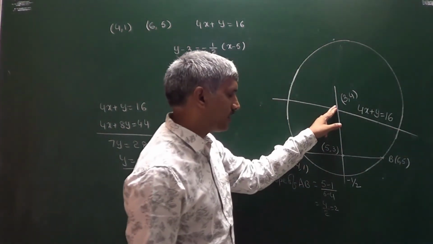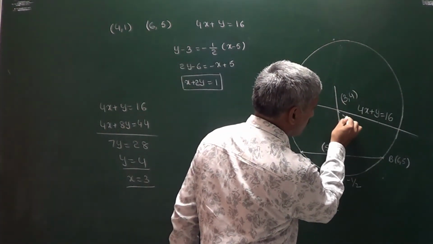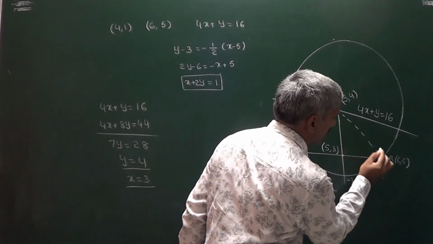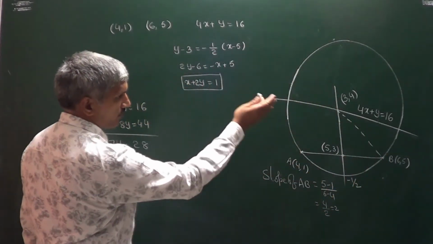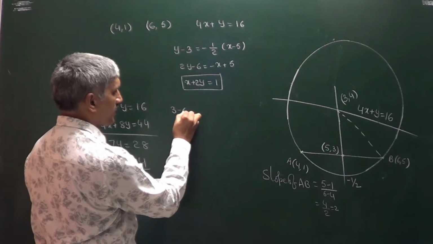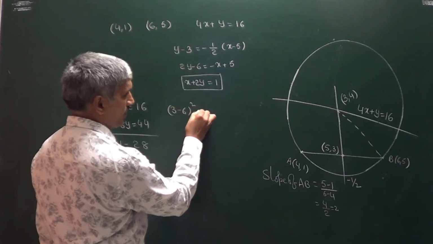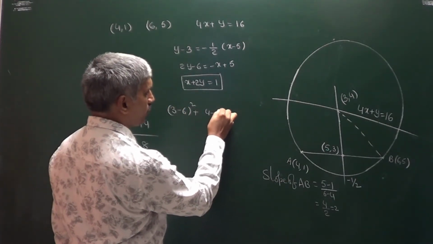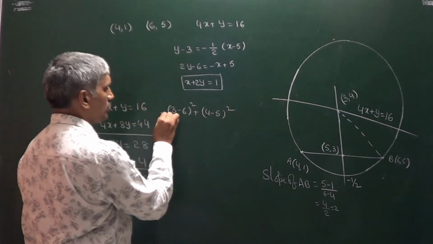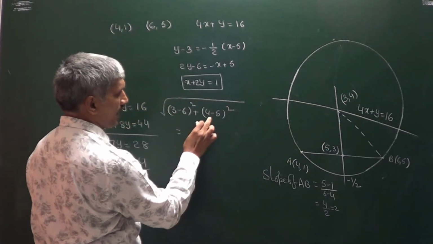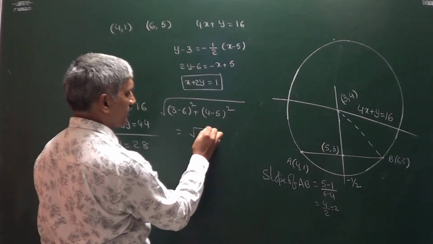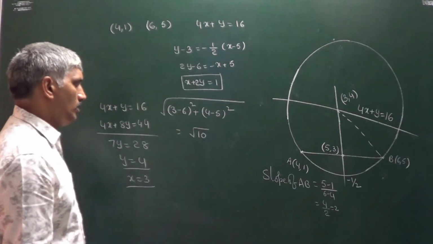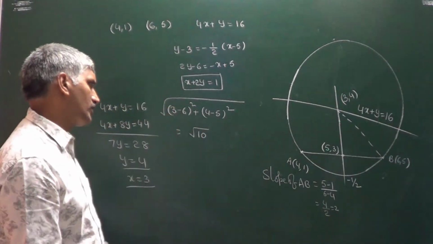So you know the center, and the distance between these two points will give the radius. So what is the distance between those two points? Square root of 3 minus 6 whole square plus 4 minus 5 whole square. So that is nothing but 9 plus 1, we are getting 10. Okay. So root 10 we got as the radius of the circle.